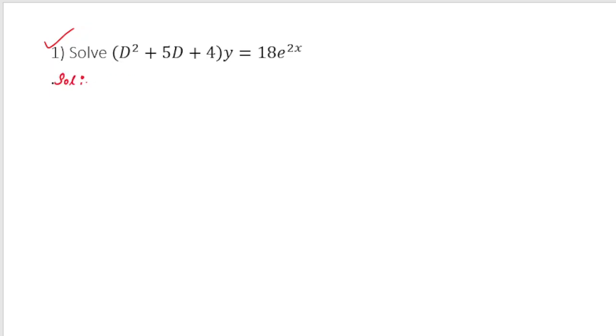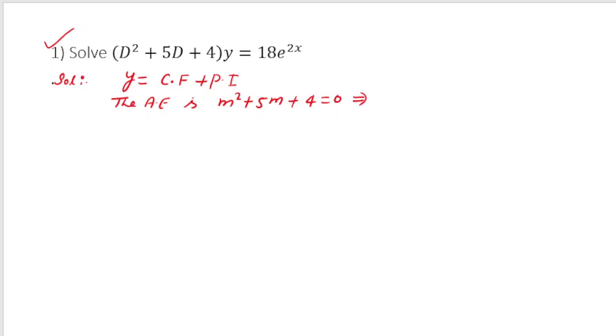So let us start the first problem. Here we have a non-homogeneous linear differential equation with constant coefficients. So the solution will be written as y is equal to complementary function plus particular integral. To find the complementary function, first we will write the auxiliary equation. So the auxiliary equation is m square plus 5m plus 4 is equal to 0.